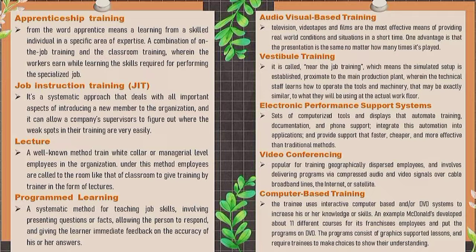The next one is job instruction training. It's a systematic approach that deals with all important aspects of introducing a new member to the organization. It can allow company supervisors to figure out where the weak spots in their training are very easily.